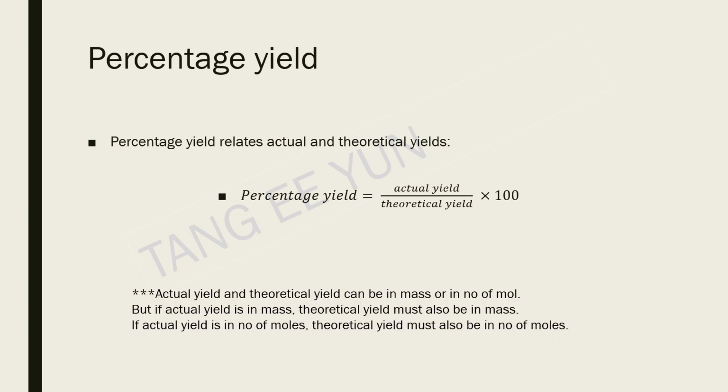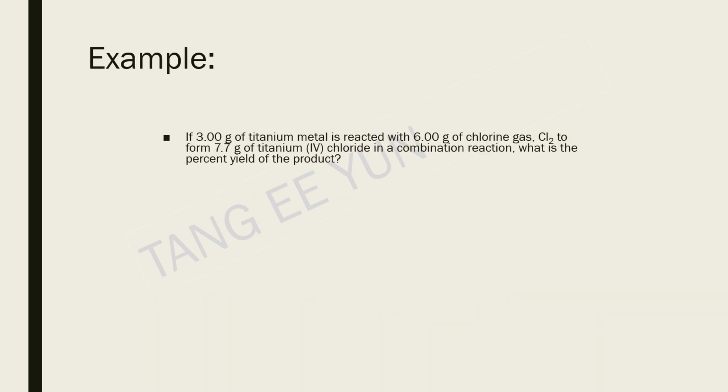When calculating percentage yield, our actual yield and theoretical yield can either be in mass or in number of moles. If your actual yield is in mass, then your theoretical yield must be in mass. If actual yield is in number of moles, then the theoretical yield must be in number of moles.